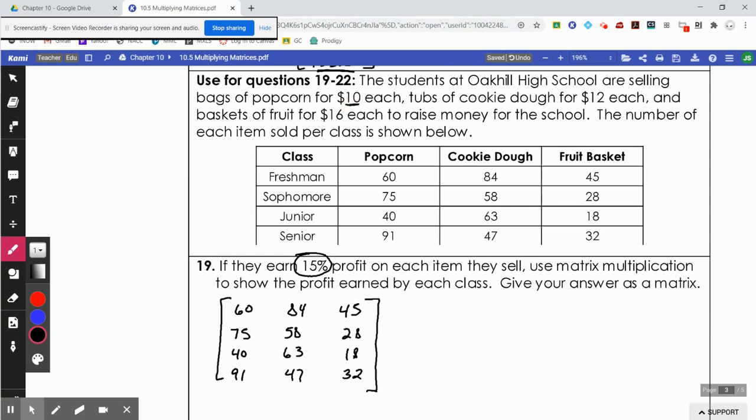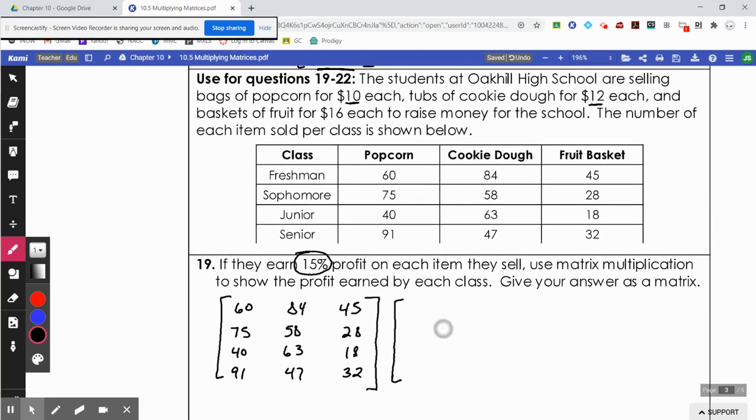So off of the popcorn, they're going to earn $1.50. Off of the cookie dough, they're going to earn 15% of 12, which I think is $1.80. And then off of the fruit baskets, they earn 15% of 16, which is $2.40. So what we're going to do to see what each class is going to earn, we're going to take those three amounts. Again, $1.50 for each popcorn, $1.80 for each tub of cookie dough, and $2.40 for each fruit basket. And we're going to multiply it by our matrix.